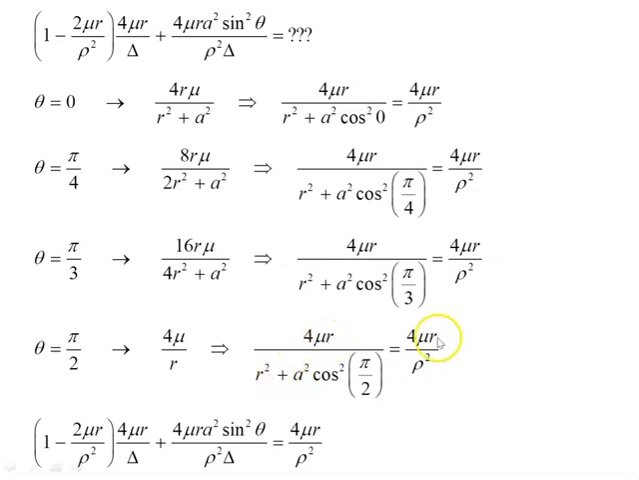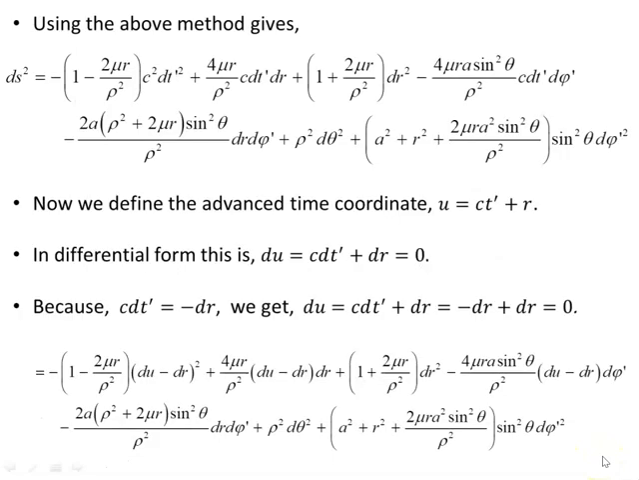4 mu on r squared is 4 mu r on r squared, which is just 4 mu r. In other words, the pattern that we're seeing being induced here is that this object is this. Okay, that's all it turns out to be. Now we can do the same with all the others. I'm not doing that here, I'm not going to take up your time with that, but you can do it yourselves if you want.